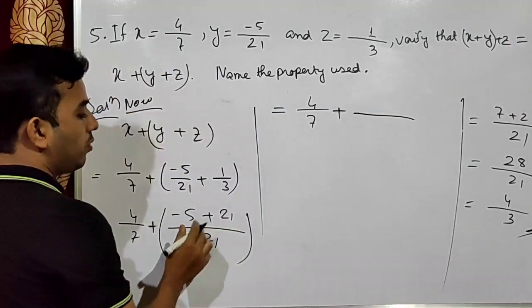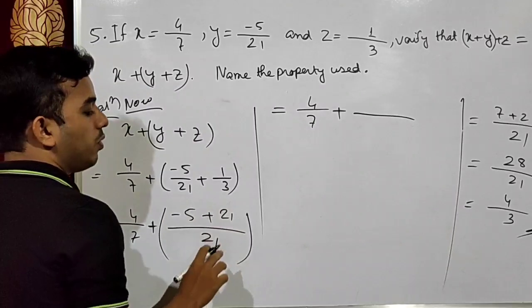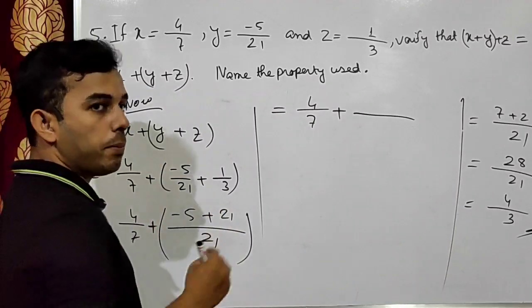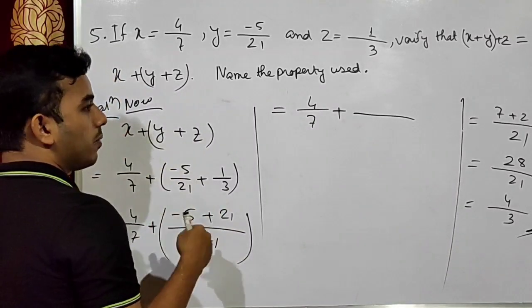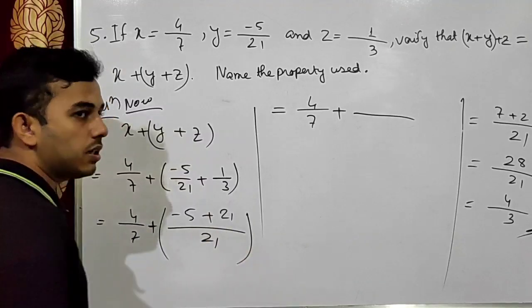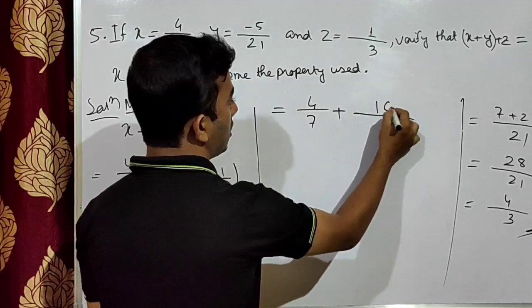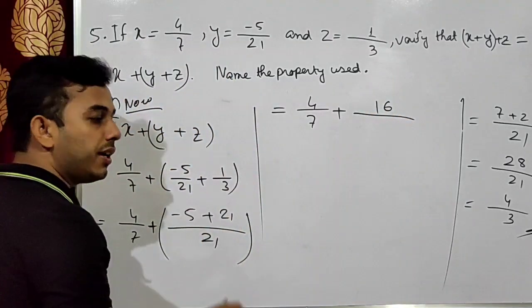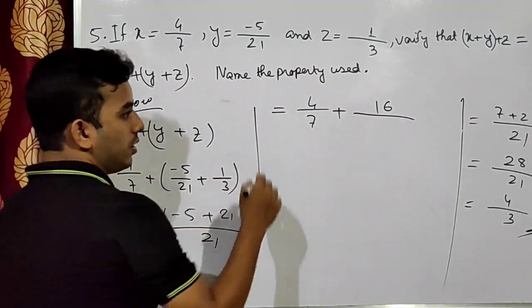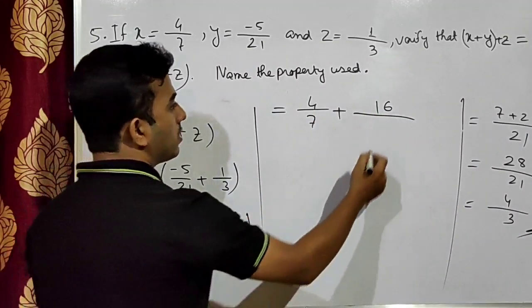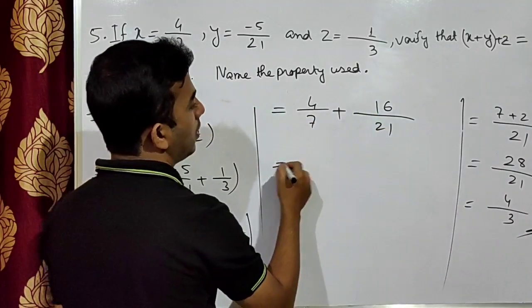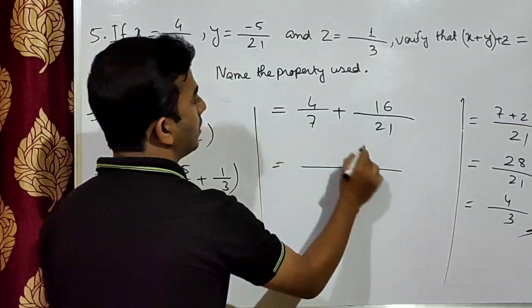Now the next step is we have to find the sum of minus 5 and 21. So minus plus is what? Minus. So 21 minus 5 is how much? 21 minus 5 is 16. So that's 16. Now what will be the sign? The sign will be that of the greater number. The greater number is 21. That means it is plus. So there is no need to write plus. So let's write 21.